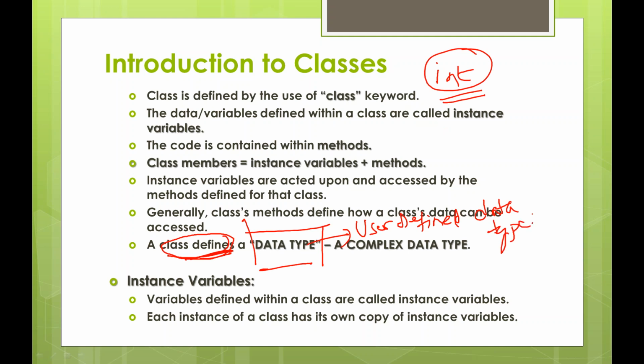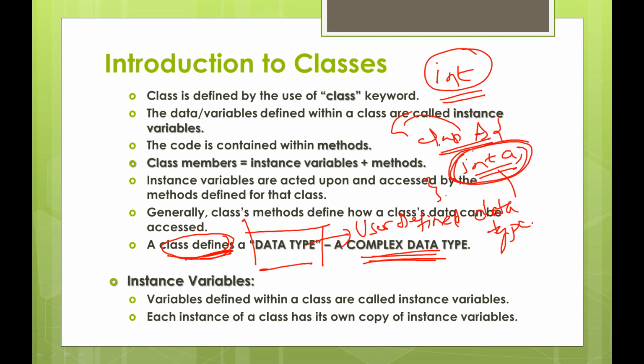User defined data type. Okay, so that is our complex data type. We form this complex data type out of simple data types. For example, we have defined one class, say class A with int A. This class is a data type which has an integer variable. This is a primitive data type, but this becomes complex because it is composed of this particular primitive data type. That is why it is called a complex data type.